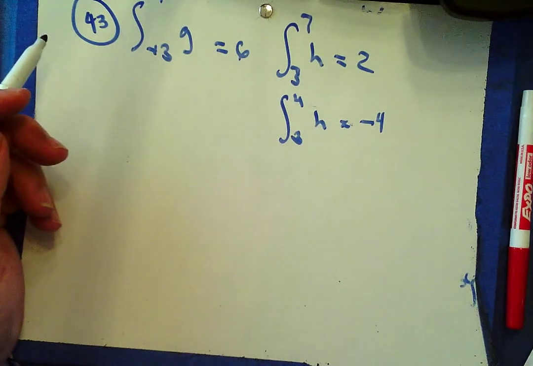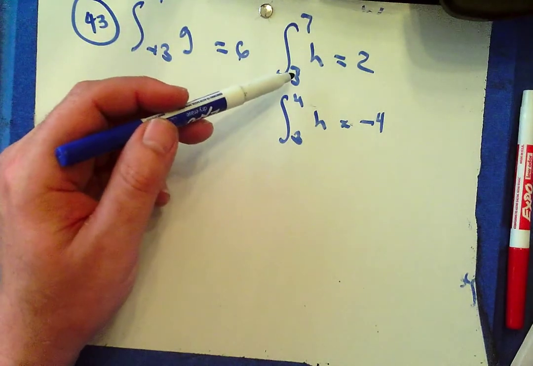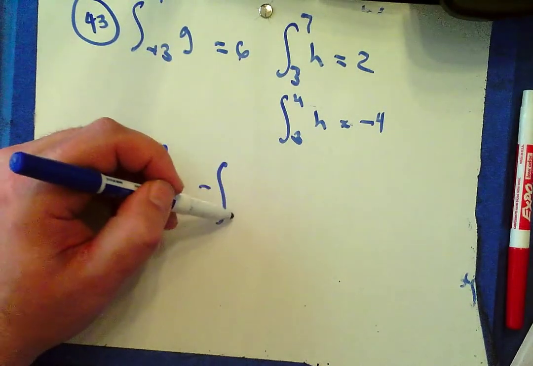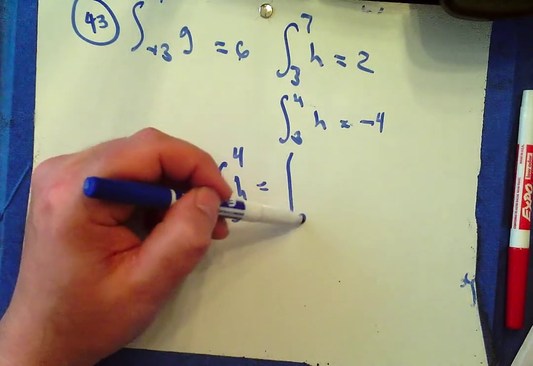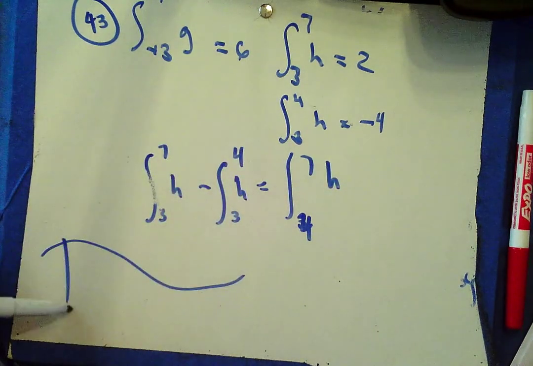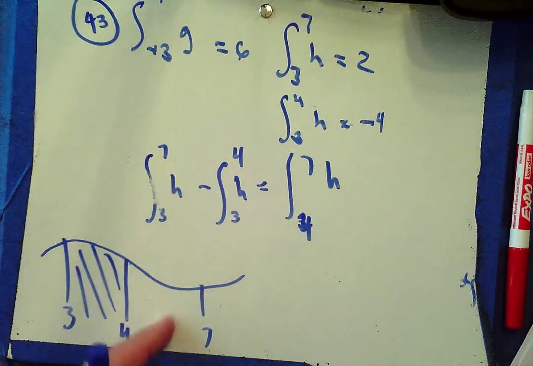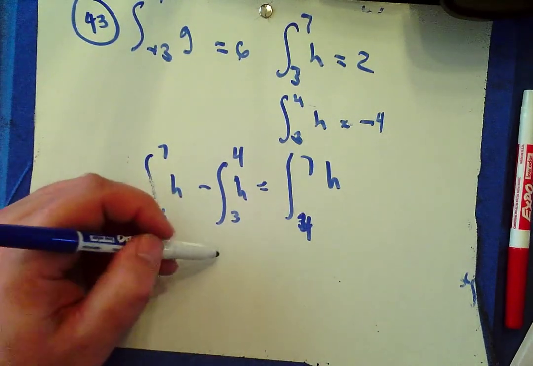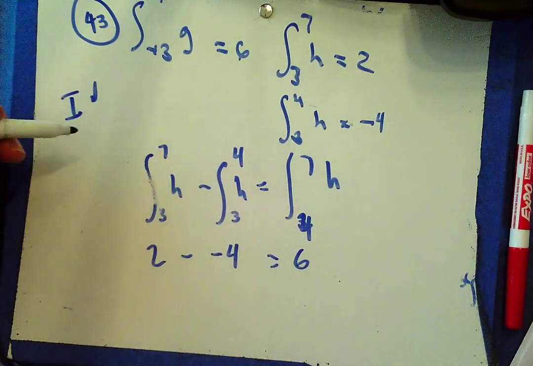Okay, so they tell me the integral from 4 to 7. Well, I know the integral from 3 to 7 of h minus the integral from 3 to 4 of h will be the integral from 4 to 7 of h, right? Because if I have 3 to 7 minus this, I'm left with this, 4 to 7. So they tell me that this is 2, they tell me that this is -4, and so that equals 6, so Roman numeral 1 works.